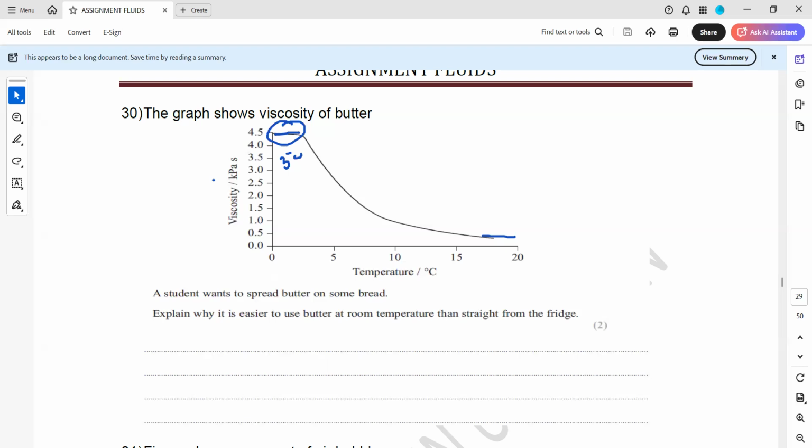Is it clear? So the viscosity is lower at high temperature or room temperature. As a result, for the butter at high temperature, less force is required to spread the butter, or less work has to be done, so it can spread out easily. That's how you should write the answer. Clear? Okay.